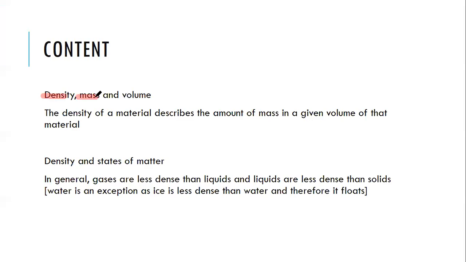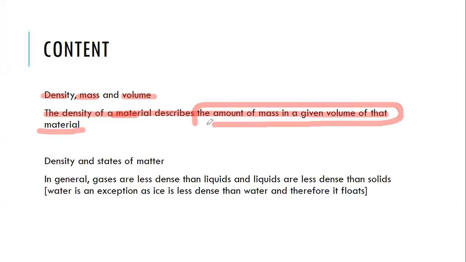Density, mass, and volume. The density of a material describes the amount of mass in a given volume of that material. That is the definition of density. So to understand the density of a substance, you need to talk about mass divided by volume of the substance.